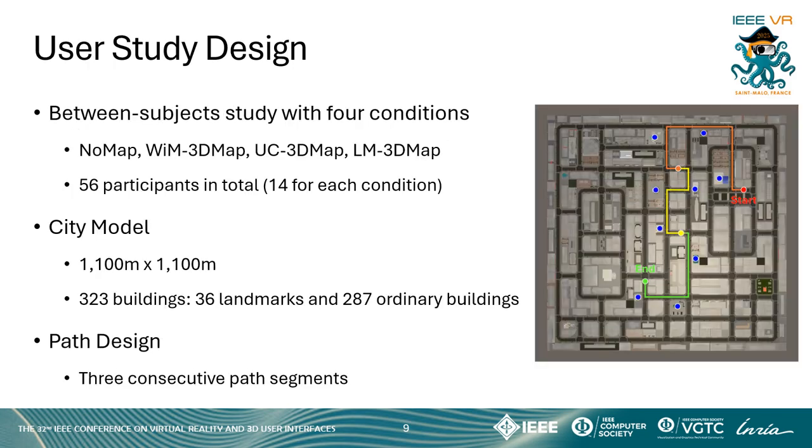We conduct a between-subject study with 4 conditions, recruiting a total of 56 participants. 14 participants were randomly assigned to each condition with a balanced gender distribution. The city model measures 1,100 meters by 1,100 meters and contains 323 buildings, 36 of which are landmarks, while the remaining are ordinary buildings. The task path consisted of 3 consecutive segments.